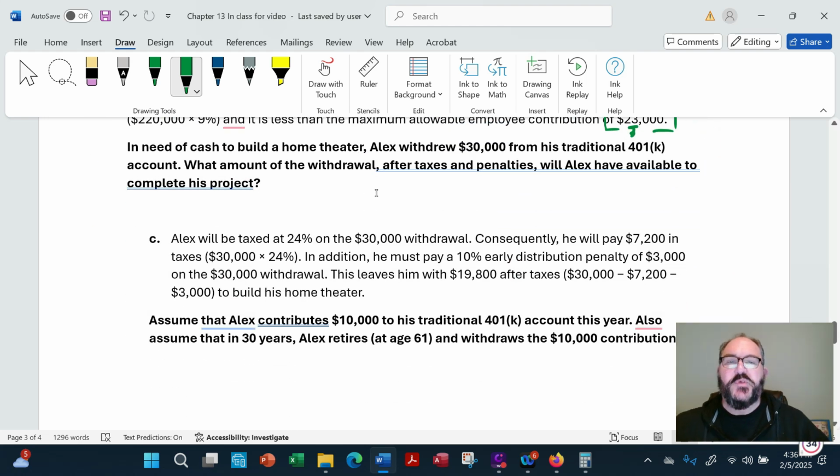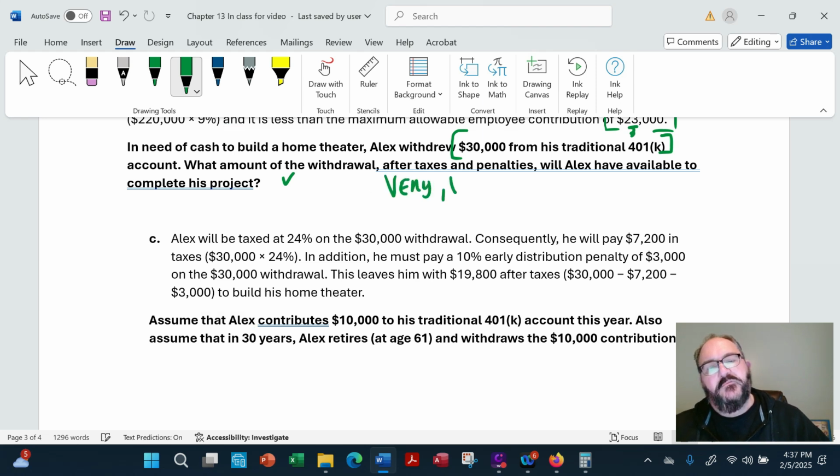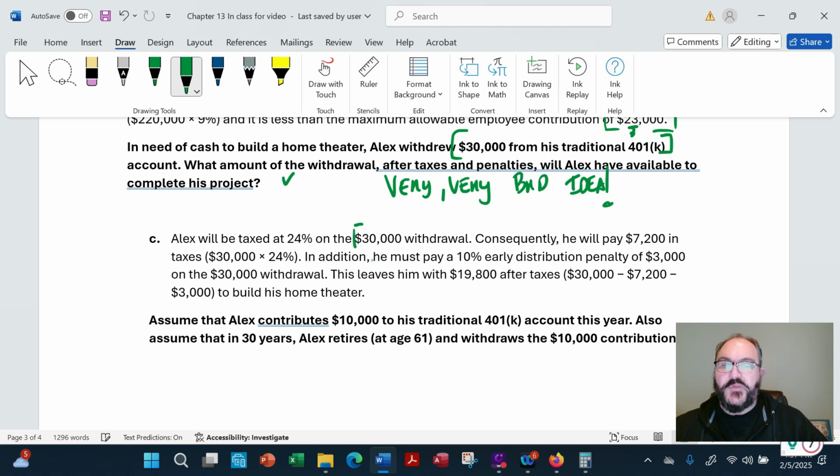He wants to build a home theater, and so he's going to withdraw $30,000 from his traditional 401k. It says, what amount of withdrawal after taxes and penalties will Alex have available to complete his project? Okay, this is a very, very bad idea. Bad idea. Go get a loan, go do something else. Don't do this.